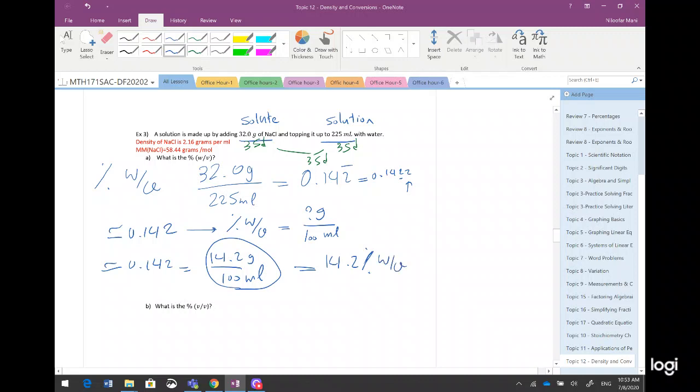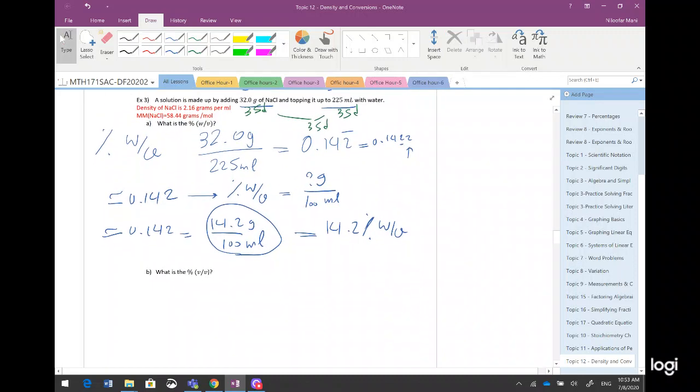So that's W by V. The top is weight and the bottom is milliliter. The top is the part that is added, the bottom is the total solution. So for the next step, you need to know V by V, so just V up and V down. So you don't need to go back and start from the beginning. You can use part A. What is part A?